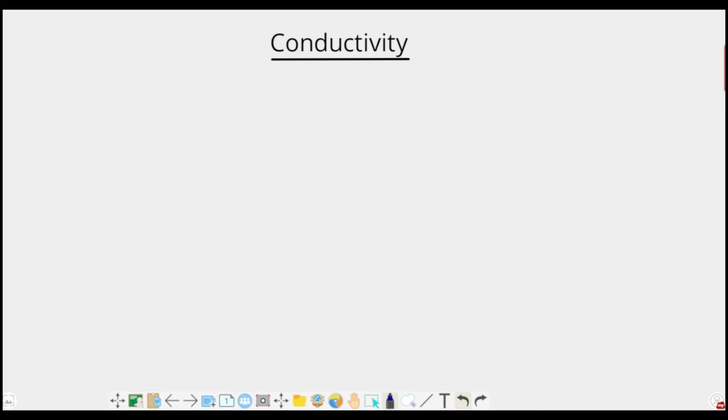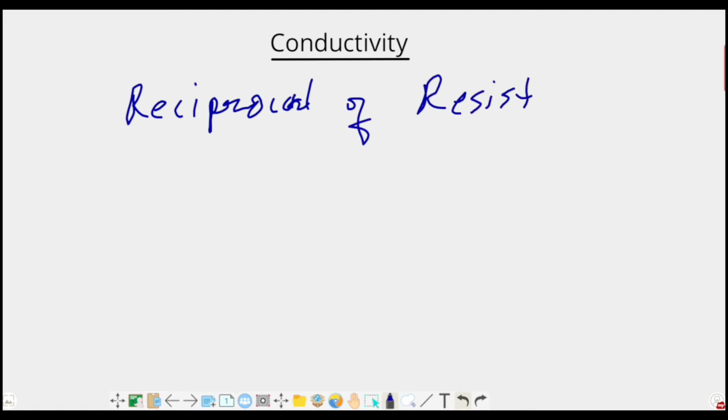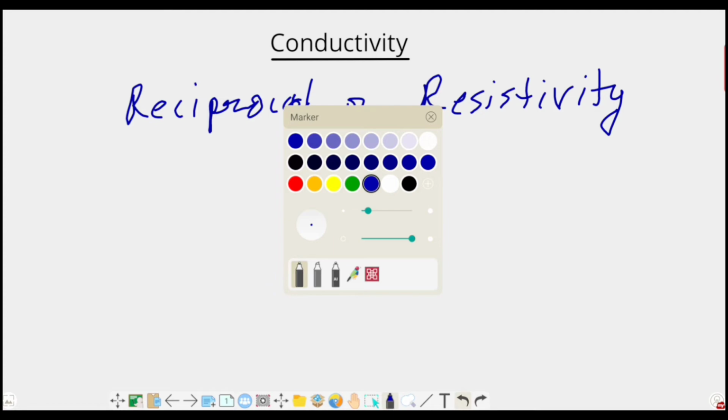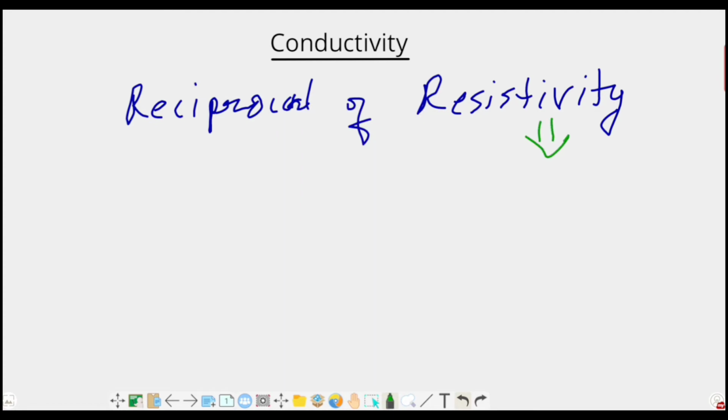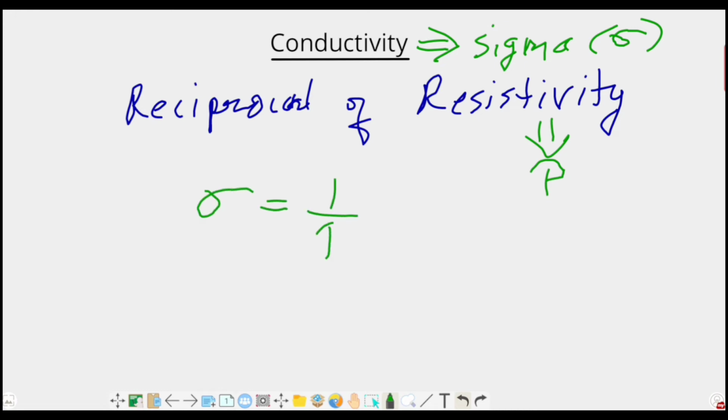Now students, let's discuss conductivity. What is conductivity? Conductivity is the reciprocal of resistivity. Now you have already done that resistivity is indicated by the symbol rho. So conductivity is indicated by the symbol sigma. So your sigma will be equal to 1 upon rho.